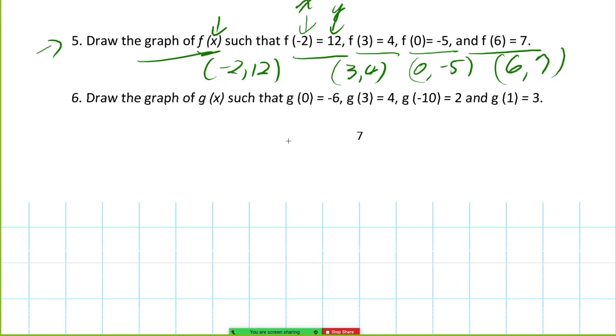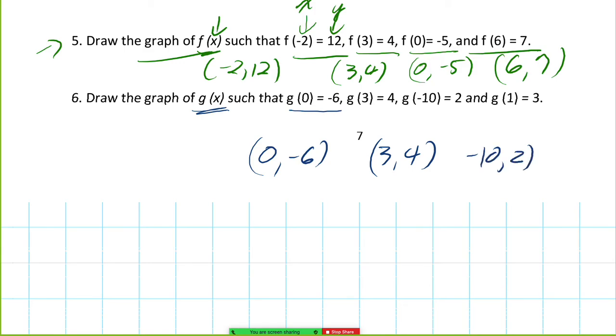Draw the graph. So in the graph, assuming it's not continuous, we really just have to get these sets of coordinates. Same concept, here's g(x). So in this case, coordinates are 0 and -6, 3 and 4, -10 and 2, and 1 and 3. Same idea as before, we just need to plot them.